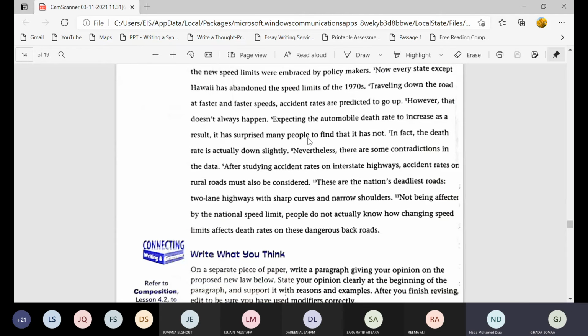Okay. In fact, the death rate is actually down slightly. Number 8. Asma, where is Asma? Yes, miss. Asma, 8. Nevertheless, there are some contradictions in the data. It's correct. How, dear? Is it correct? There are some contradictions in the data. Yes. So go to 9.